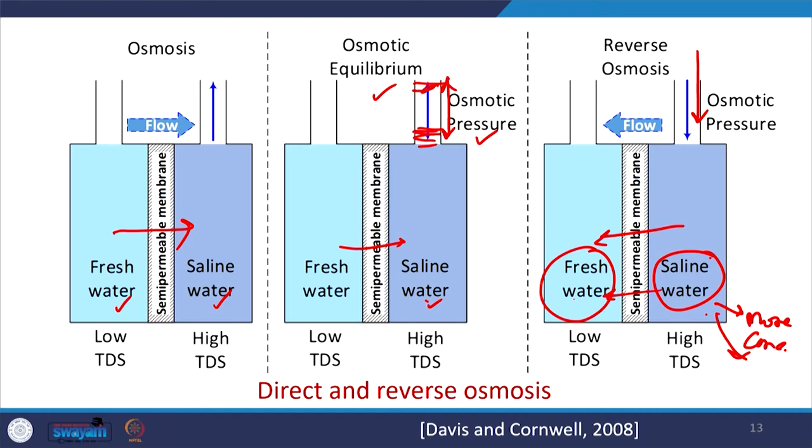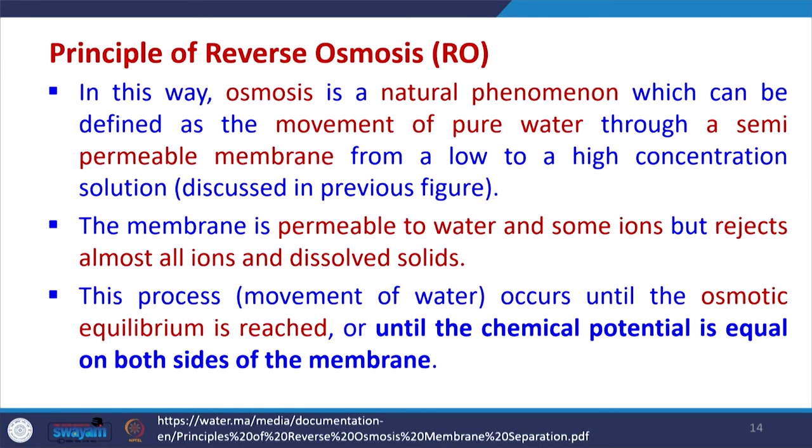So, this is called reverse osmosis, but we have to apply a very high amount of extra pressure to achieve this condition. So, this is reverse osmosis, and this is how it is explained. Osmosis is a natural phenomenon which can be defined as the movement of pure water through a semi-permeable membrane.